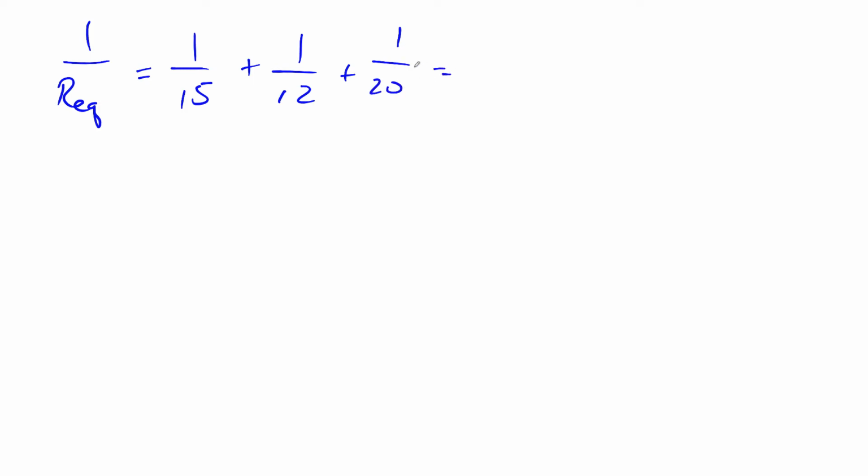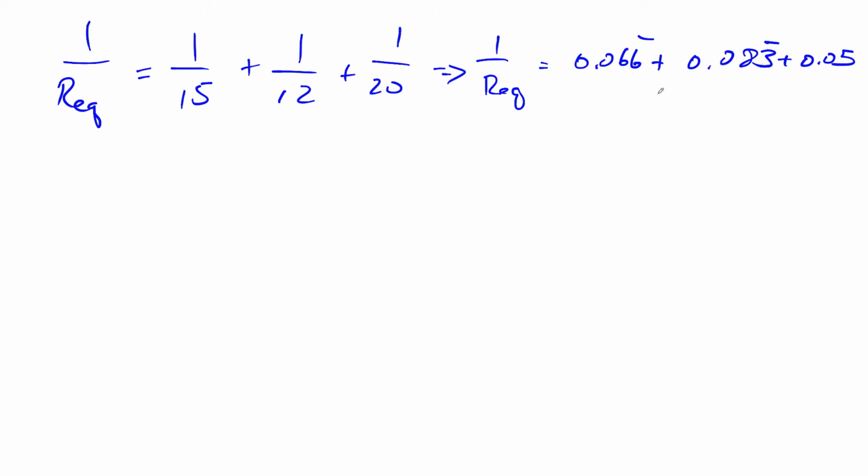To do this, let's change each of these to a decimal. So 1 over Req. 1 divided by 15 is 0.066 repeating, plus 1 over 12 is 0.083 repeating, and 1 over 20 is going to be 0.05.